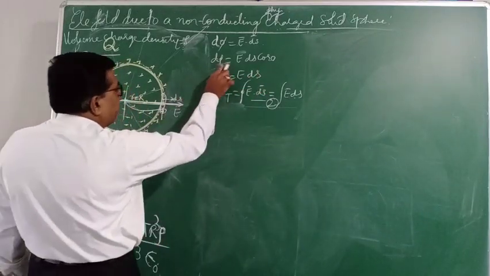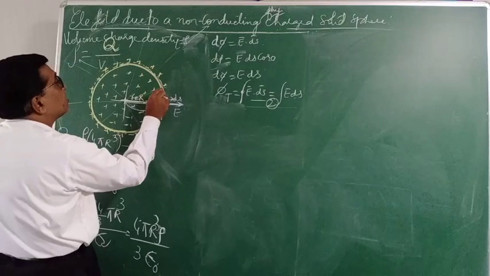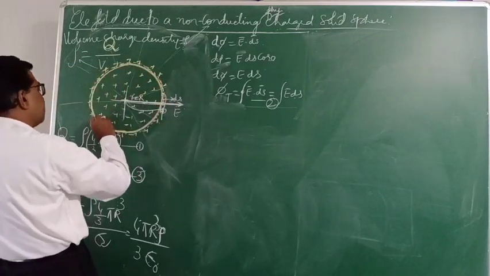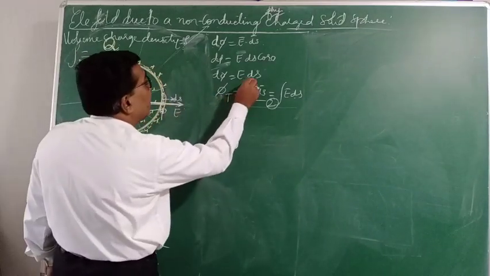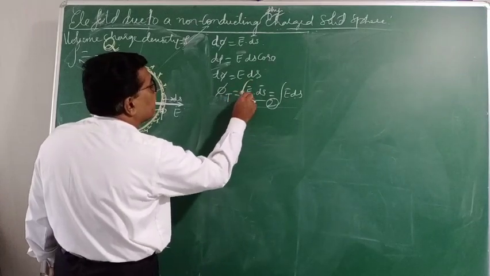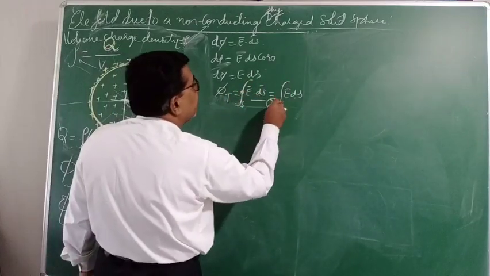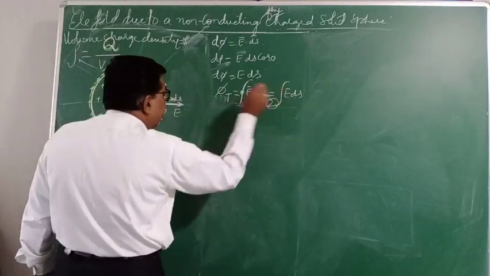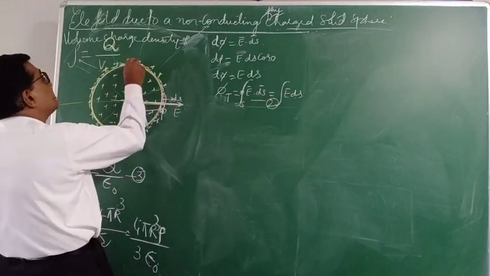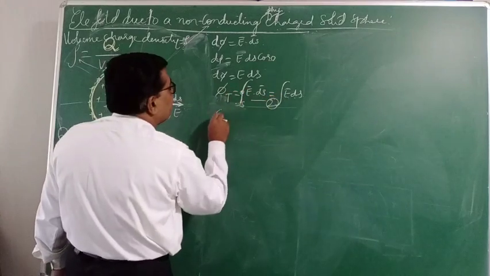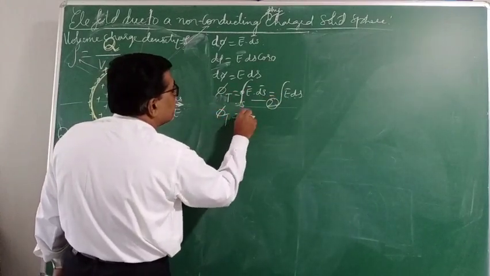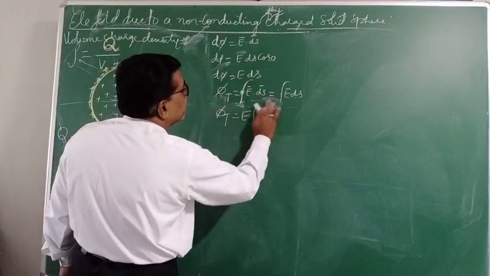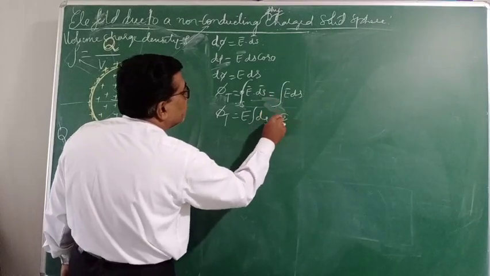Now the total flux due to this enclosure, according to the definition, is the surface integral of E dot ds. So it is integral E ds. Now the electric field E at all points on the surface is the same, so you can write the total flux as E integral ds. Let this be equation 2.